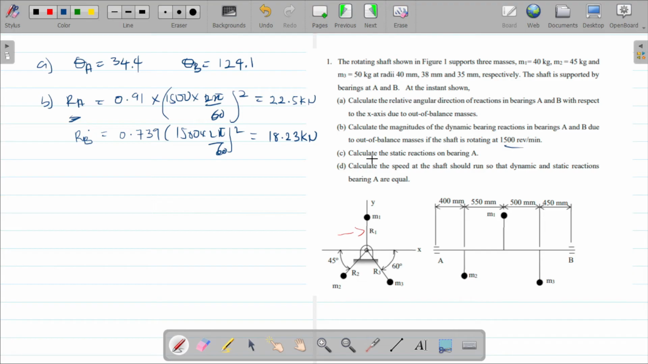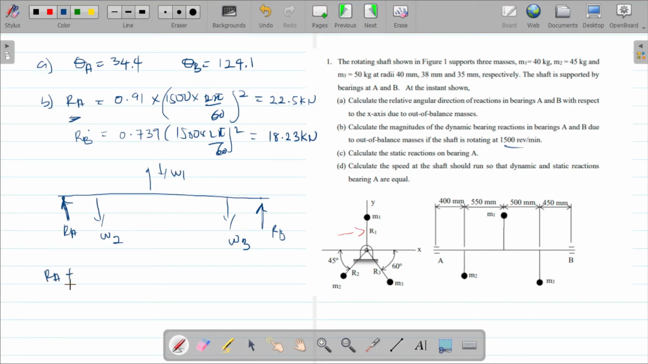Now part C says we should find what? The static reaction. So for the static reaction, we just have to draw the free body diagram. So we have weight 1, weight 2, and we have a reaction here, a reaction here. So these are the forces acting on the shaft. We have the reaction B from the bearing B, and reaction A from the bearing A.